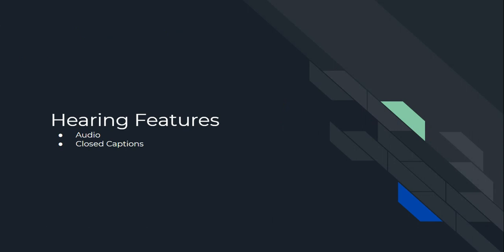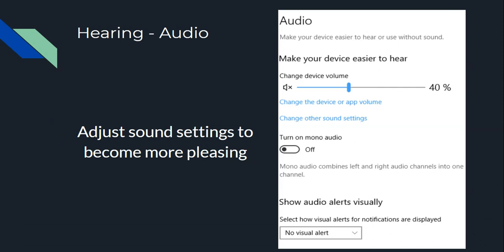Hearing features, again, includes audio and closed captions. For audio, you can adjust the sound settings to become more pleasing. Just like how you can with the visual settings in your display, you can make the sound more pleasing to your ears. You can make it easier to hear by changing the volume. You can change the device or app volume in specific apps or devices. You can turn on mono audio that combines left and right audio channels into one channel. And you can show audio alerts visually. Again, these are just the current settings I had on my computer.